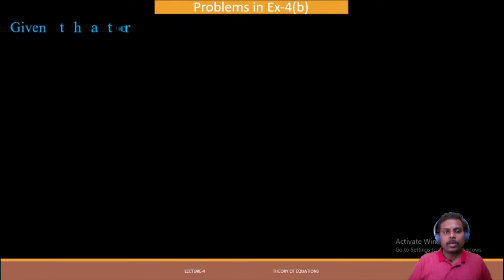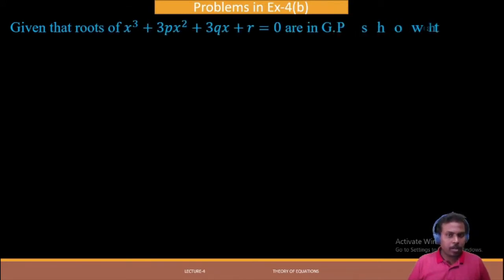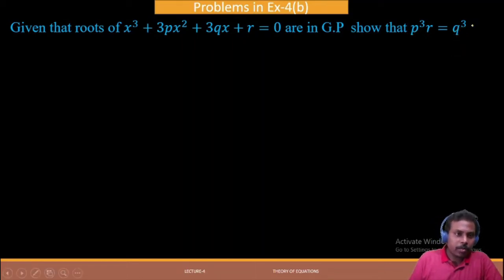Let us solve one more problem. Here is our next problem. Given that the roots of x cube plus 3p x square plus 3qx plus r is equal to 0 are in geometric progression, then show that p cube into r is equal to q cube. Okay. Now let me solve this equation. Let me try to find out the solution for this.